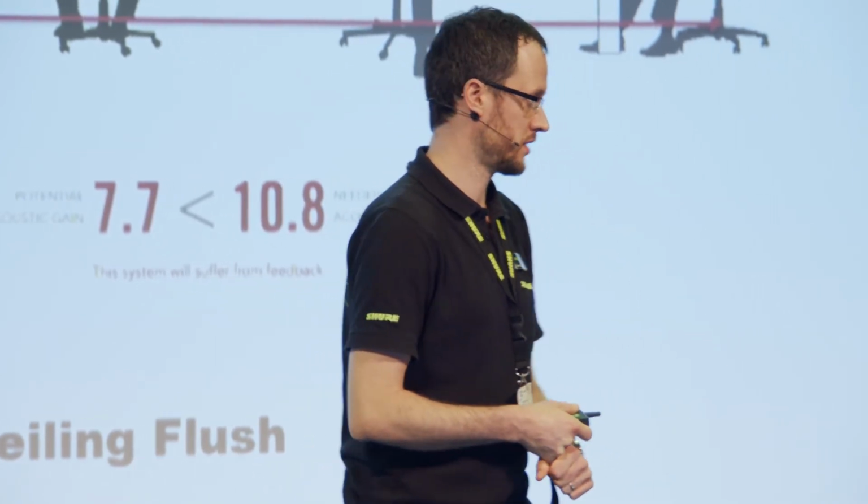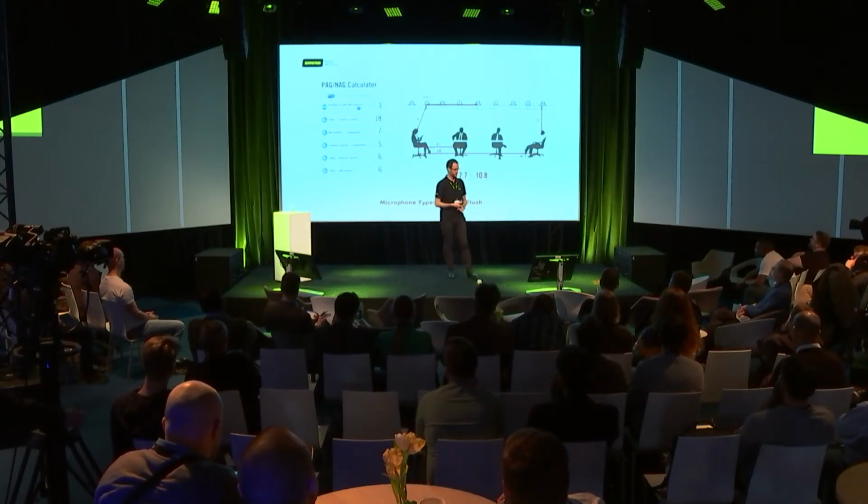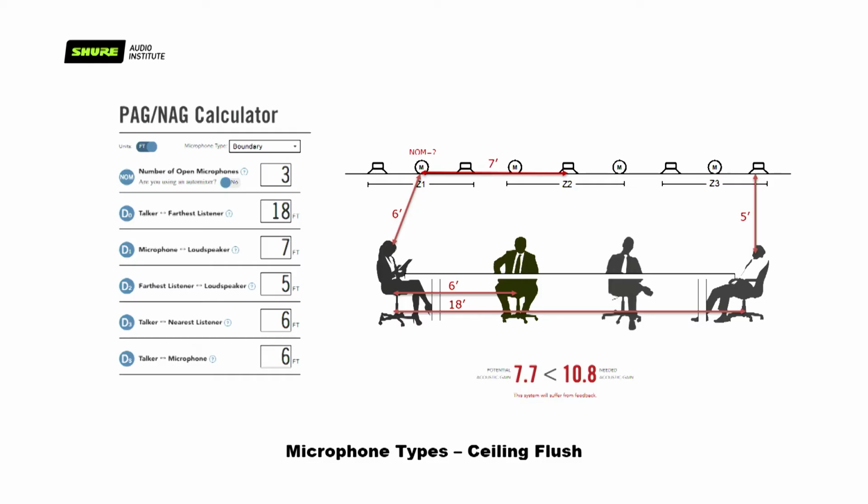What about a ceiling flush mount microphone? So this again is a boundary. It's probably omnidirectional. And now we can see that if you put that type of microphone 6 feet away from the closest talker, all other parameters being the same, we can only provide 7.7 dBs of potential gain, which is less than the needed acoustic gain.